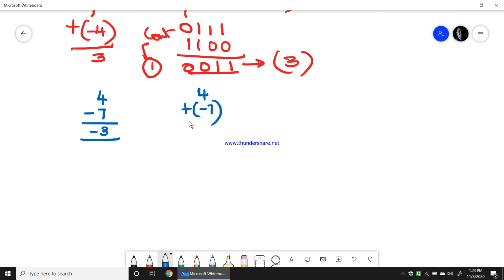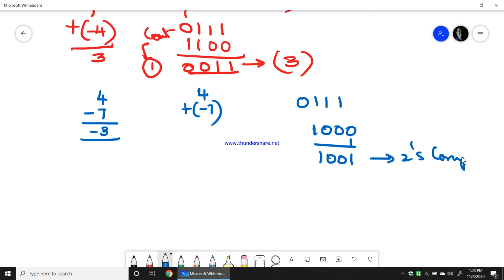So as we all know, we need to take the 2's complement of 7 here. So 2's complement of 7. So let me take 7 in binary, which is 0 1 1 1. So 2's complement of this 7 is: 1's complement of this is 1 0 0 0, added with 1 will give me 1 0 0 1. This is the 2's complement of 7, which is 1's complement plus 1. So I'll get 2's complement of 7 is 1 0 0 1. This is nothing but minus 7.